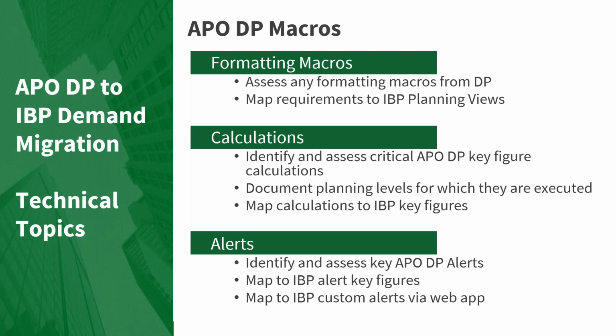And then finally, when we talk about macros, we have alert macros within demand planning. So really, you're going to want to take all of your alert macros, understand them, document them. Why do you use them? What are they being used for? Who's subscribing to them? How are they being managed? And then map those specifically to custom alerts via the web application within IBP, or you can have those interactive within the GUI within IBP also. So assess where your alert macros are coming from, and then map those to the proper place within IBP. Okay.